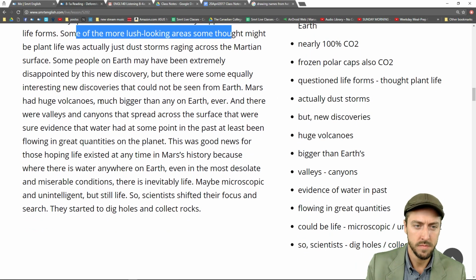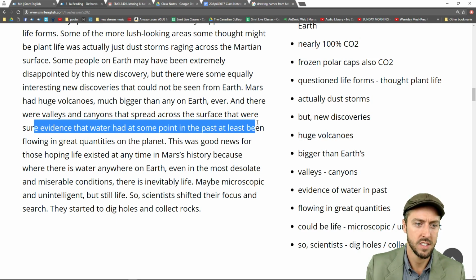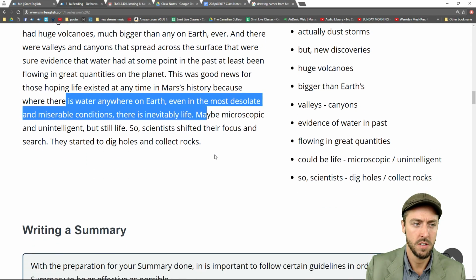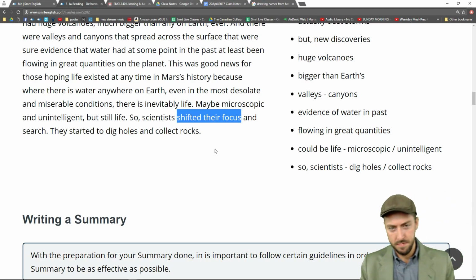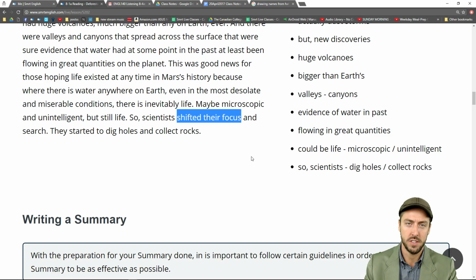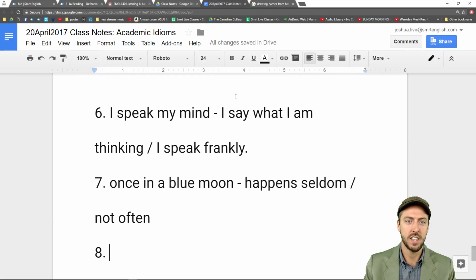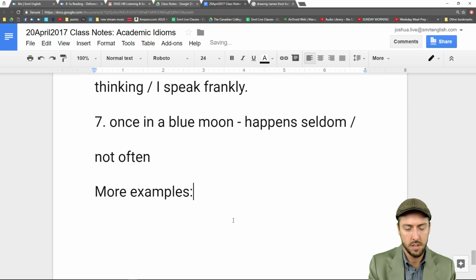So there's nothing yet that I catch. If you guys see something before me, please note that. Water anywhere on Earth, desolate, mineral conditions, inevitably life. Shifted their focus. Here we go. Shift their focus. So scientists shift their focus. You could also use an idiom here, change gears. It would not surprise me in an academic article to see something like, here's more examples.